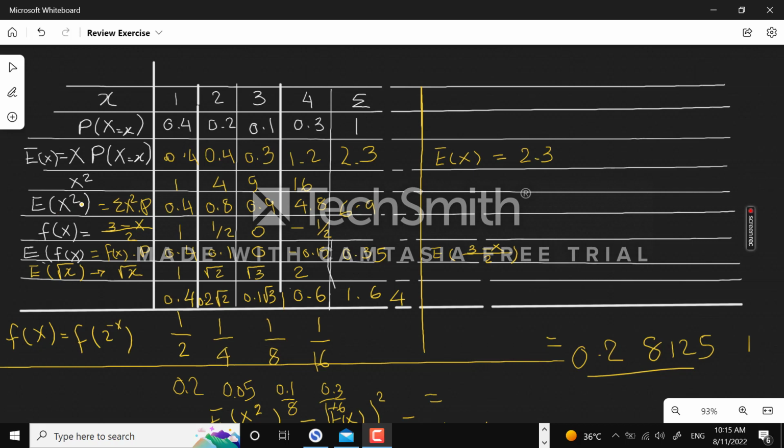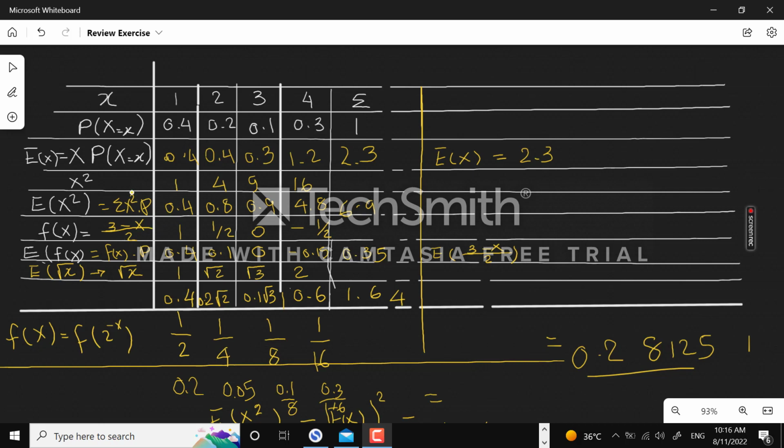And we apply the same rule. Expectation of X squared equals sigma, the multiplication of each value with the original probability. The probability will never change. It will be the same. So the expectation here will equal sigma of 0.4, 0.8, 0.9, and 4.8. If we get the sum, it will give us 6.9.